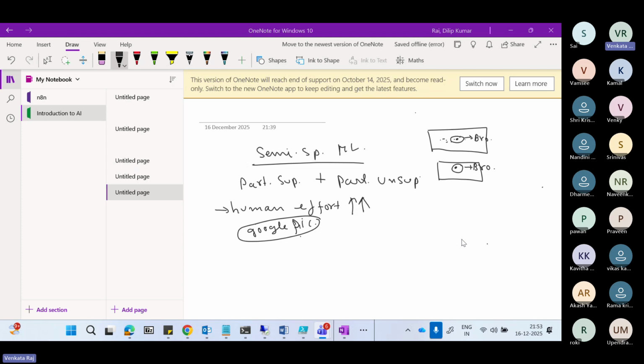So in semi-supervised machine learning, in the input data we label the data ourselves. Like in Google Photos, we have seen that if you label someone as your brother or sister, in the further pictures you upload, the Google models will automatically detect that person and label them as your brother or sister. So this is an example of semi-supervised machine learning.